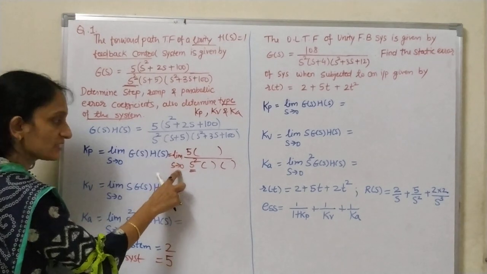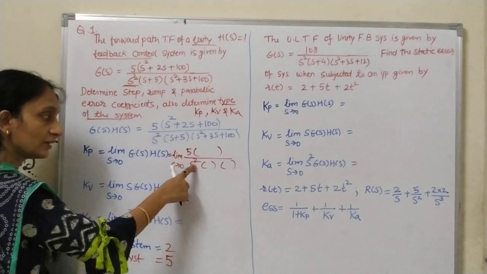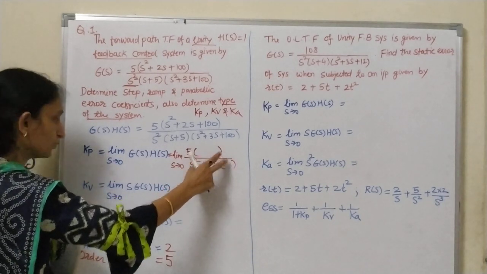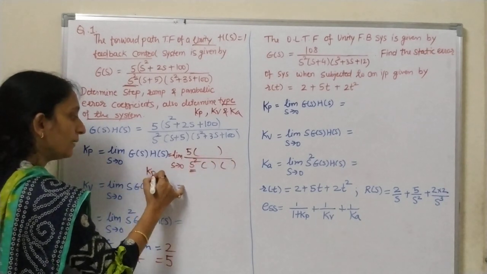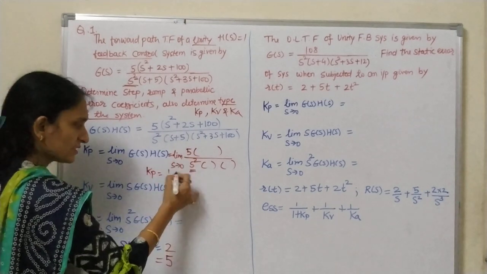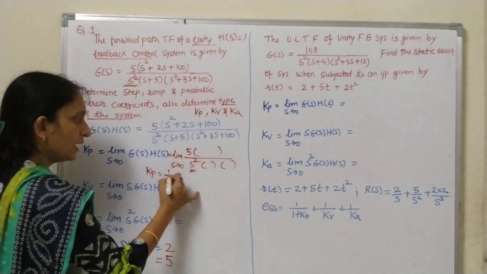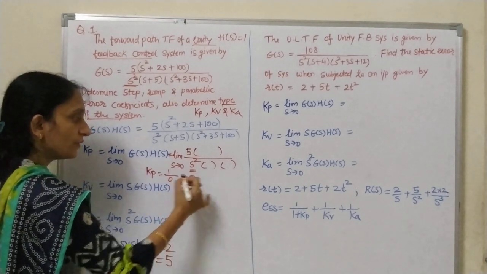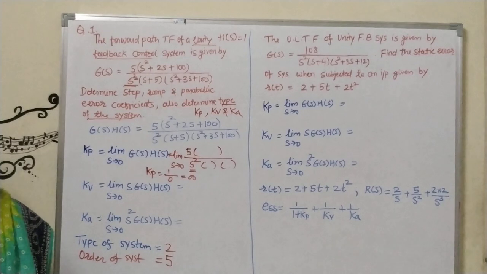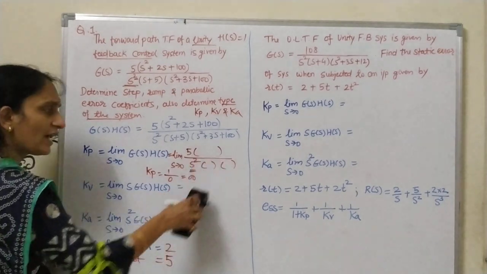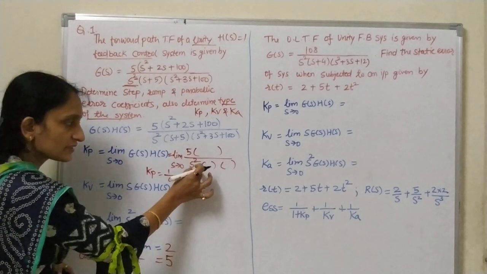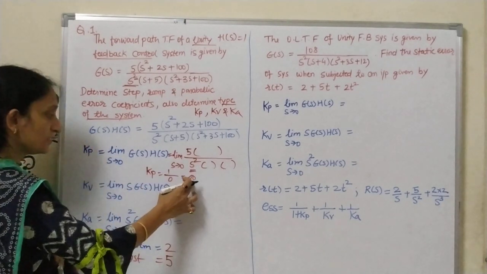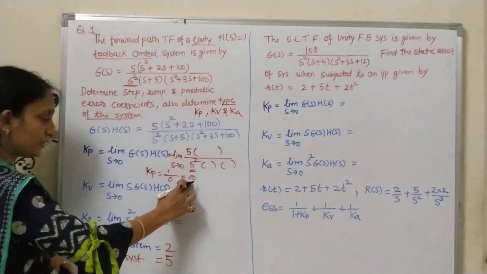When you take the limit s tends to 0, in the denominator here there is a term s square, so the denominator part will be 0. So the value of Kp, with a numerator constant and a 0 in the denominator, will be infinity. Instead of writing the values here, as we know that this term is s in the denominator, after taking the limit it will definitely be 0. So I am getting Kp as infinity.